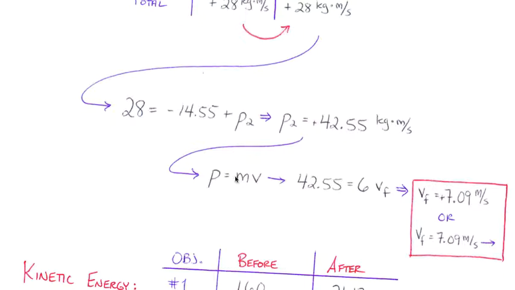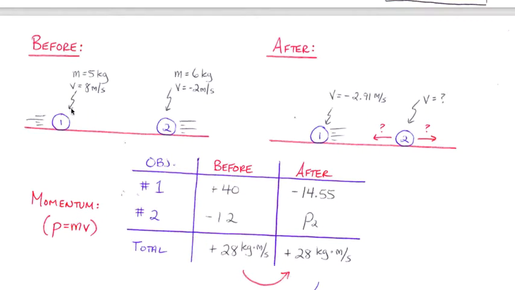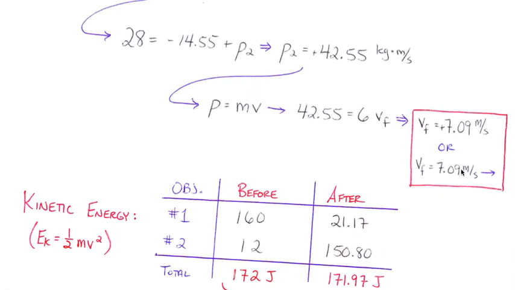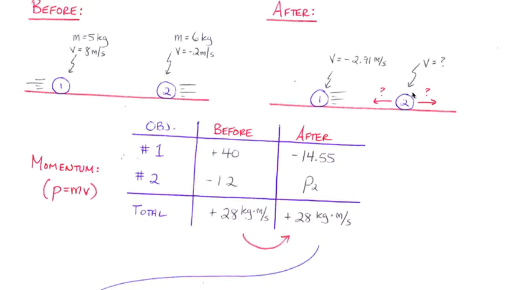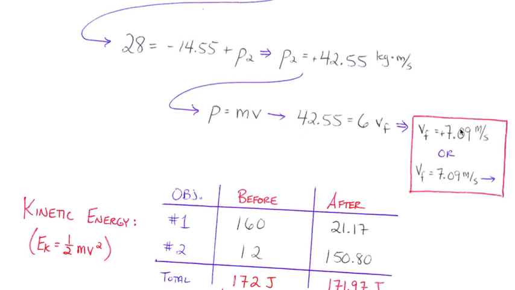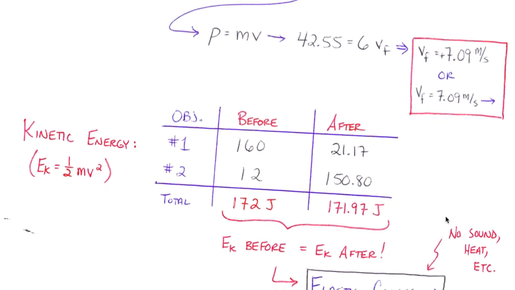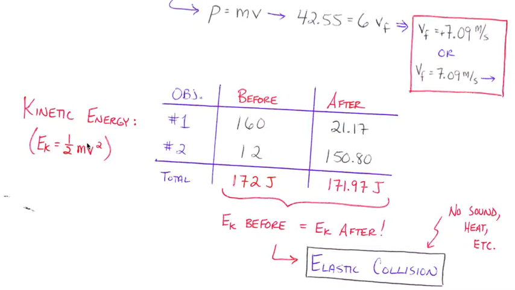If I use my momentum equals mass times velocity equation, I can therefore determine the final velocity. 42.55 divided by 6 gives me 7.09 meters per second. So I found that the momentum lost by this object was gained by the other, and because it's a positive number, it tells me that this object is now traveling to the right with a velocity of 7.09 meters per second. All that's left to do at the end is to very quickly calculate my kinetic energy.